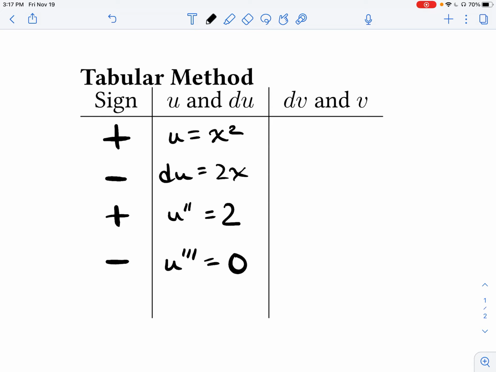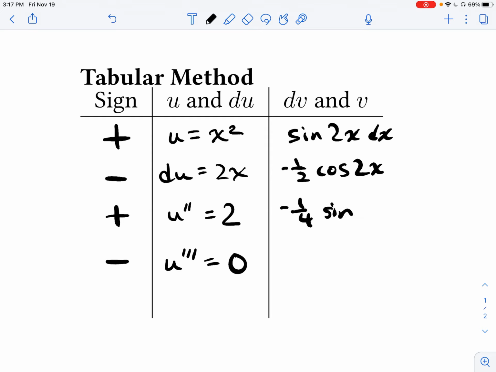The third column then has us writing dv. We said dv was sine of 2x dx, and we're going to integrate this as we go along. So the integral of sine of 2x is negative 1/2 cosine of 2x. The next is negative 1/4 sine of 2x. And the integral of that is 1/8 cosine of 2x. Okay, so we've just set up the tabular method.